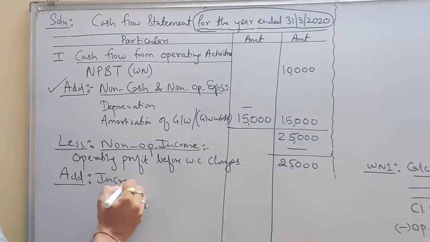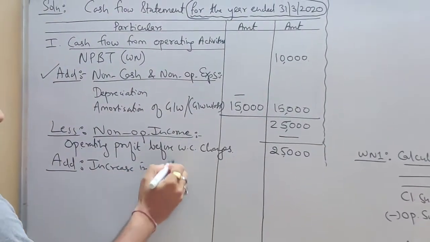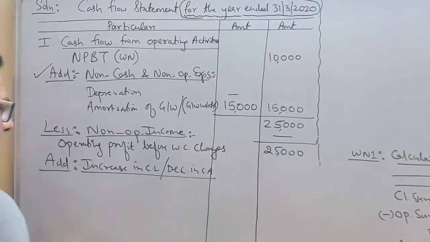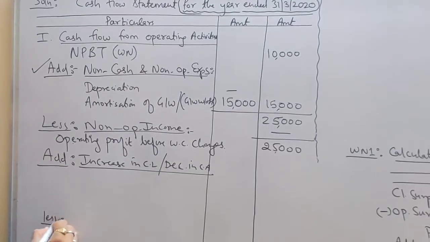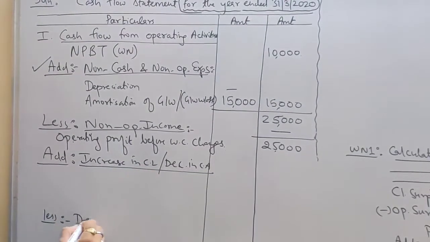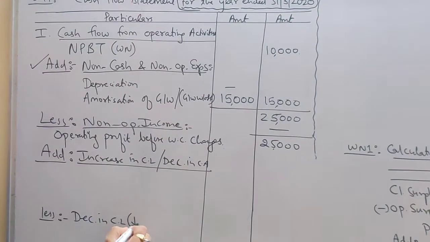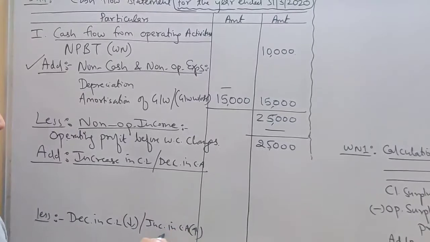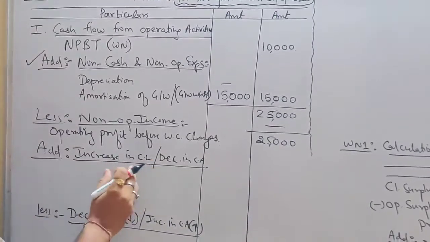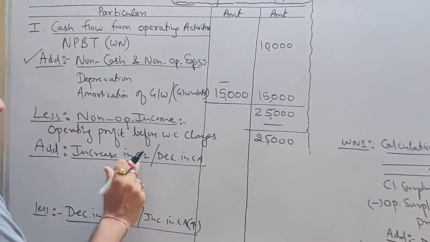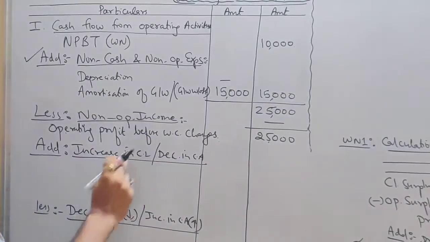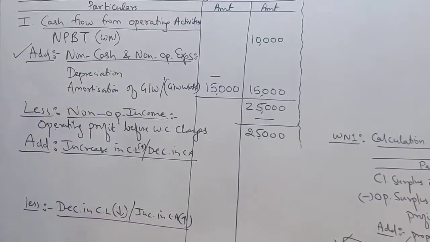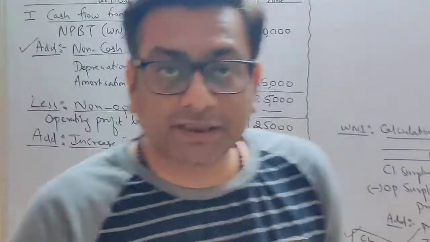Now what comes next, students? Add increase in current liability, decrease in current asset. The next heading is the opposite of this: decrease in current liability and increase in current asset. So let's find out, students. You have to check in your balance sheet current liability. So let's check current liability first. If it is increasing, we are going to write here. If it is decreasing, we will write under this heading.